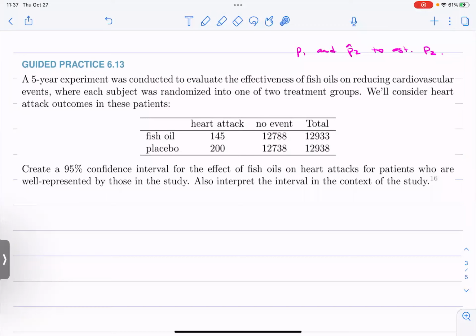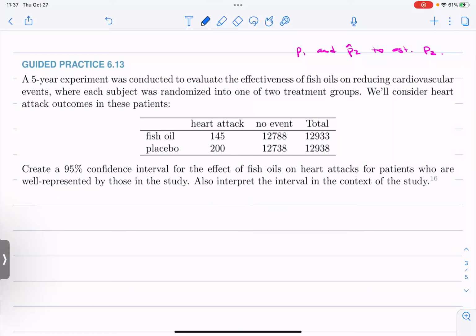I think the study itself, there's a link in the textbook if you're interested, and they would have had to explain it. So we're going to build a confidence interval, but then also interpret the interval in the context of the study. Okay. When we're talking about the difference in proportions, it's a little bit tricky. We still use the same blurb to interpret the confidence interval, but it takes a little bit more effort.